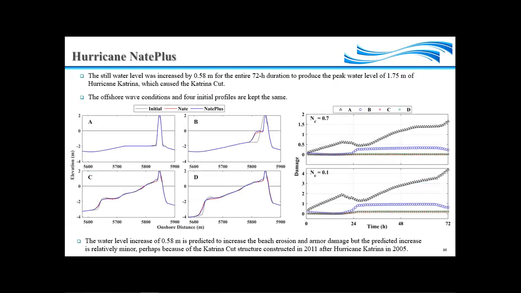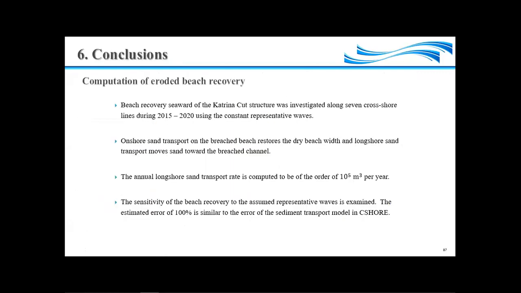And then this is the computed result. Okay, the point here is, traditionally we say a wide beach dissipates wave energy, but a wide beach also protects the stone structure by reducing the wave height. Okay, then this is the summary.